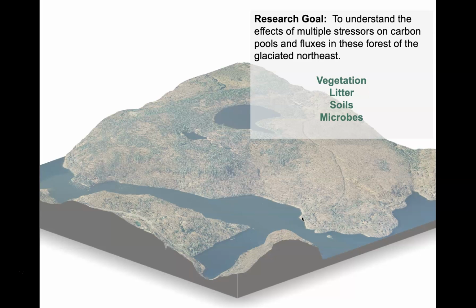So part of our research is really to understand the effects of multiple stressors, the deer and the woolly adelgid, on carbon pools and fluxes in these forests. Some of the data that we're collecting is on vegetation, so thinking about the above ground biomass, the litter, so what's falling off of those plants, the soils and their soil properties, as well as the microbial communities that live within those soils. So soil microbial community composition as well as functioning. And we're going to be focused today on looking at respiration rates from soils. So these microbial communities and their ability to respire or break down carbon.